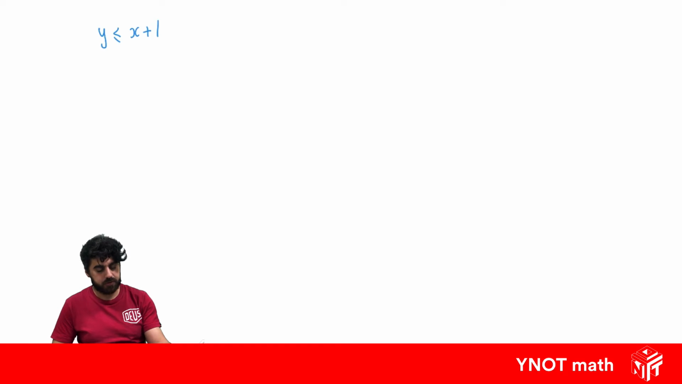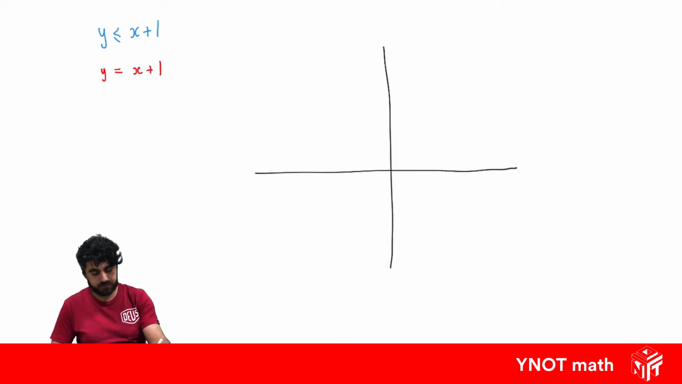And the first thing we want to do when we're sketching a region is to just consider the actual equation. So y equals x plus 1, and that's what we want to graph or sketch. So sketching this out, we're going to have a y-intercept of 1 and an x-intercept of -1. And the line we're going to get is like this.